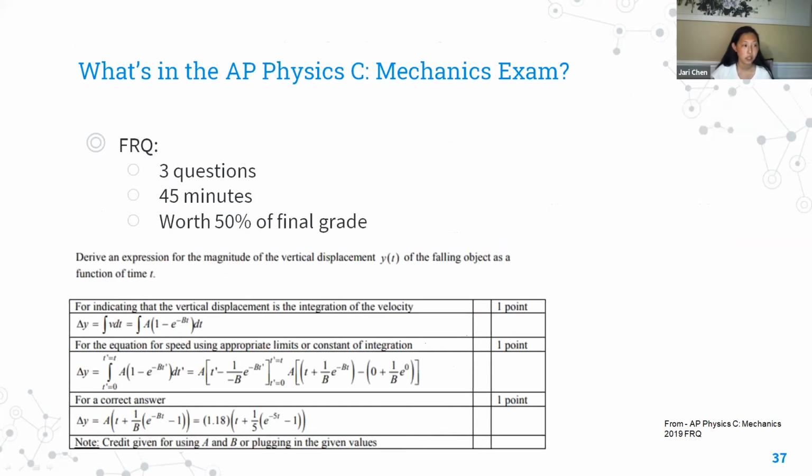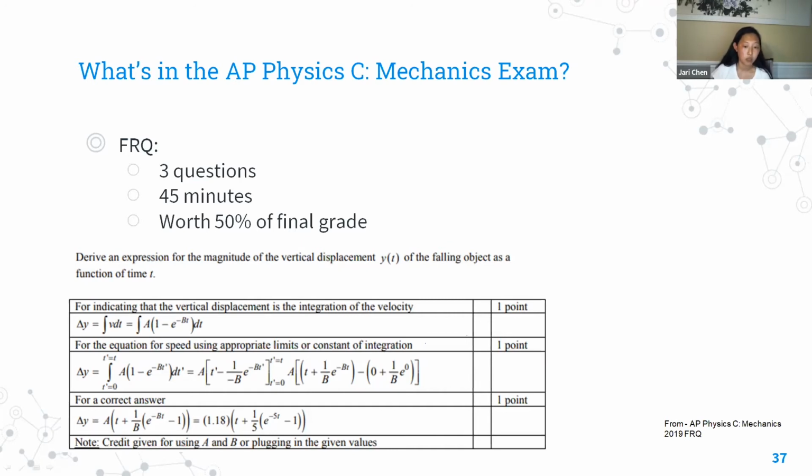There's an FRQ portion on this exam as well, consisting of 3 questions, which you have 45 minutes to complete, and it's worth 50% of your final grade. If you remember from the previous slide, the multiple choice portion is 45 minutes, and so is the free response portion. That makes the whole exam only 90 minutes, which is one of the shortest exams that you may take.